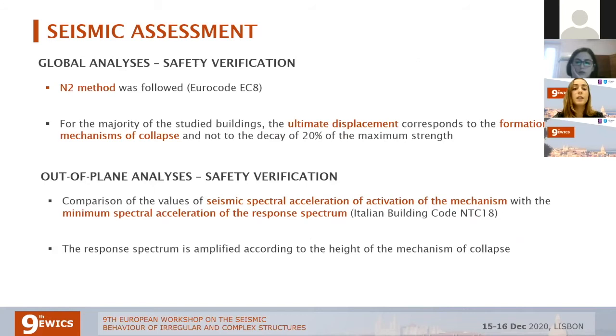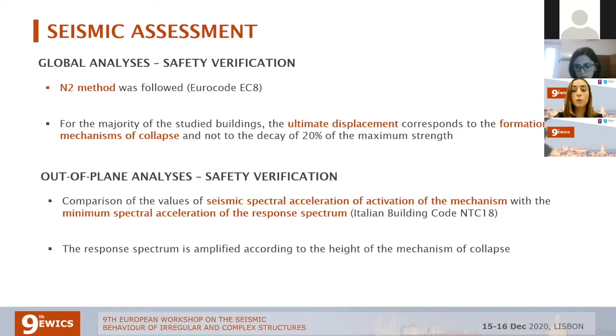Regarding the safety verification for the global analysis, the N2 method was followed according to Eurocode 8. And for the majority of the studied buildings, the ultimate displacement corresponds to the formation of the mechanism of collapse and not to the decay of 20% of the maximum strength.